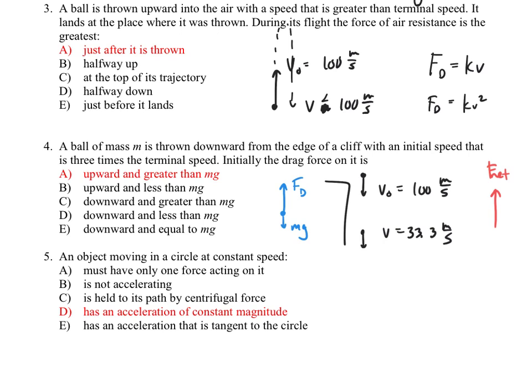Remember, the only time you're going to slow down is when your velocity and acceleration are opposite in direction. You can't slow down unless your velocity and acceleration are in different directions.